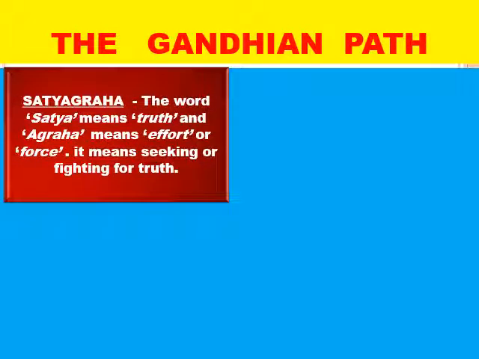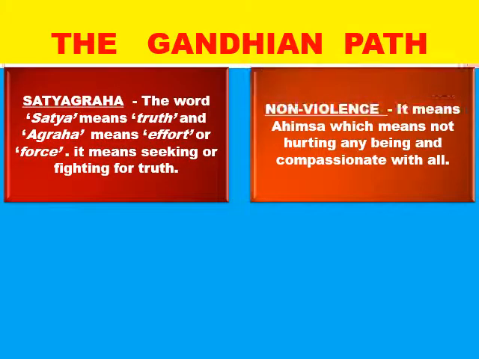So there was the entry of Mahatma Gandhi in 1915, and in 1919 he led various movements. Mahatma Gandhi used some kind of weapons. His path includes Satyagraha. The word Satya means truth and Agraha means effort or force. It means fighting for the truth, and that seeking is non-violent. He believed you have to do Satyagraha. You ask for the truth from the government, but it should be non-violent. You should not raise your hand against the government.